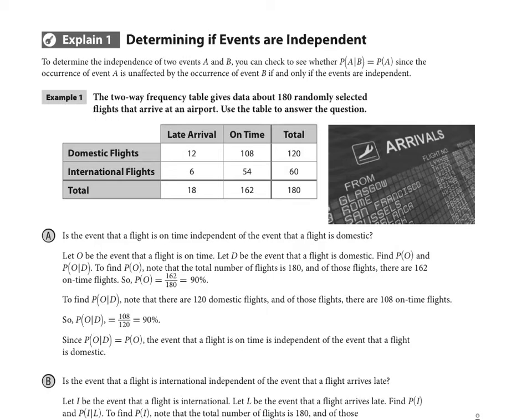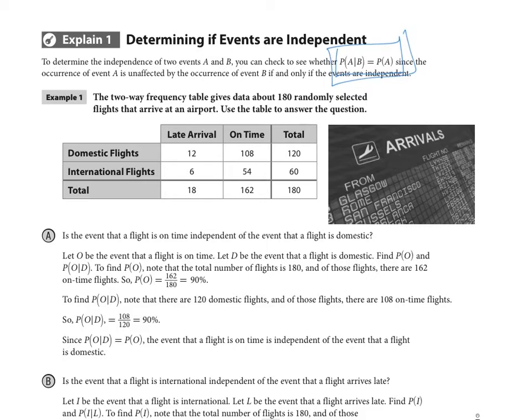So the probabilities that we're checking is whether the conditional probability is the same as basically the probability without the condition. So in example 1, and I'm going to highlight that because that's an important piece for you guys to keep in mind, is the conditional probability of A given something has happened equal to the probability of A alone? So, all right, in example 1, we have a two-way frequency table here that is giving us some information about some flights that are arriving at an airport.